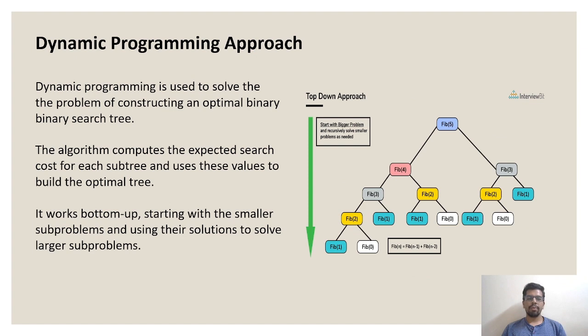Dynamic programming approach. Dynamic programming is used to solve the problem of constructing an optimal binary search tree. The algorithm computes the expected search cost for each subtree and uses these values to build the optimal tree. It works bottom up, starting with the smaller subproblems and using their solutions to solve larger subproblems.